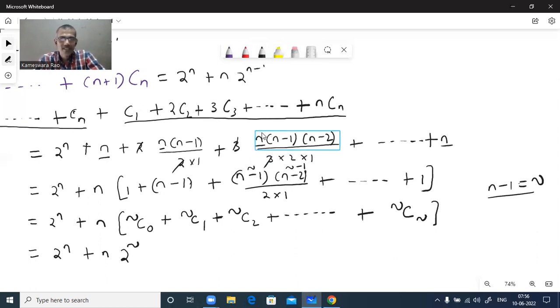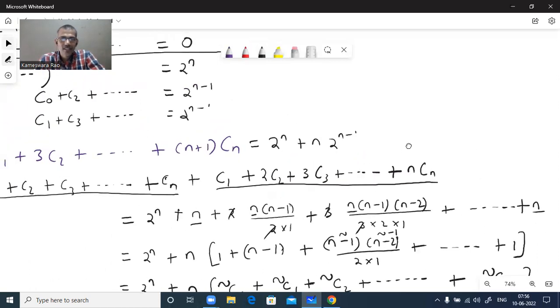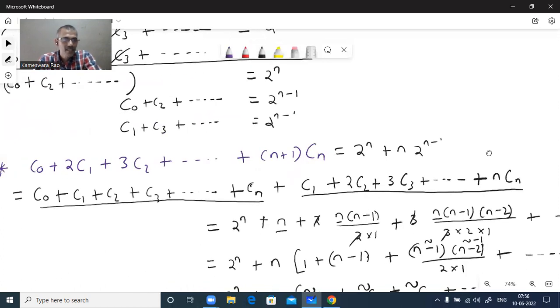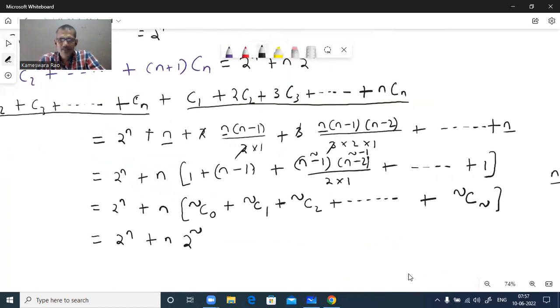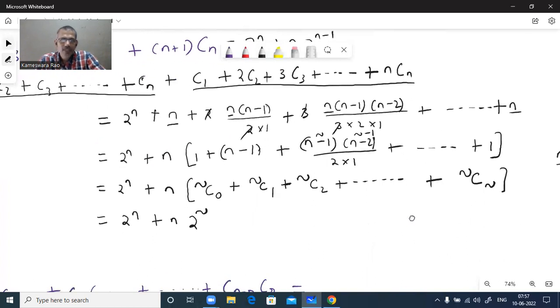Okay. This is the formula for the series C0 twice C1 thrice C2 so on n plus 1 Cn. What is the formula? 2 power n plus n times 2 power n minus 1 is the formula. See, like that we can find for so many other series also. See, just you have to understand the patterns.